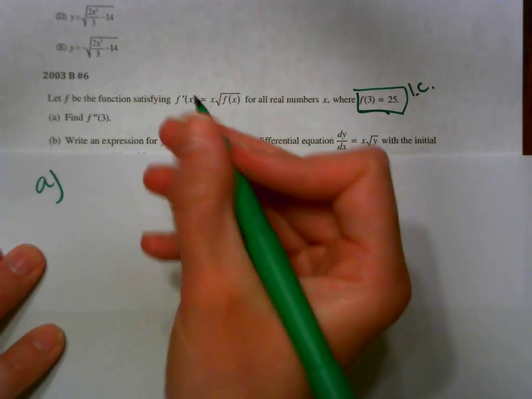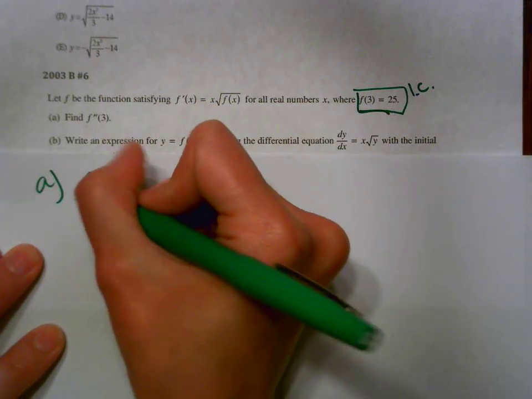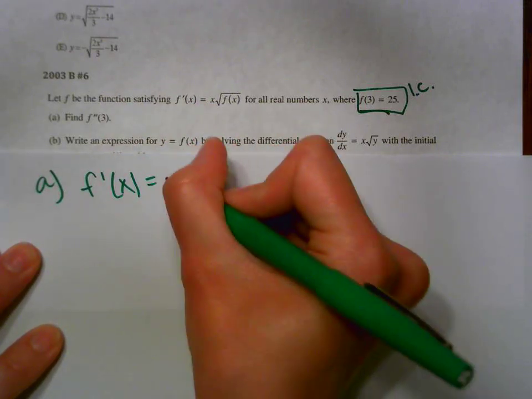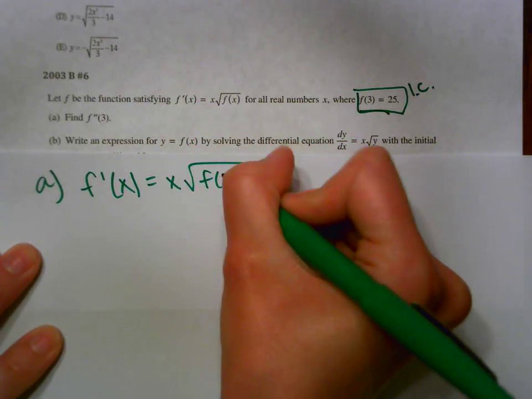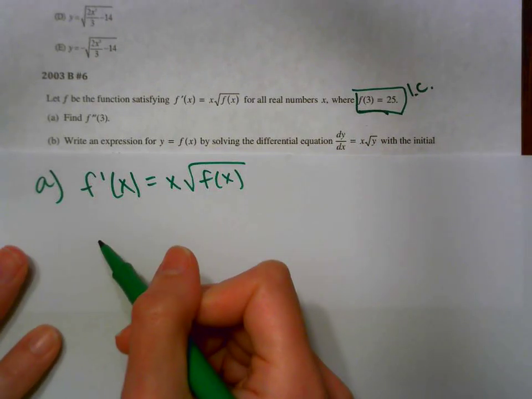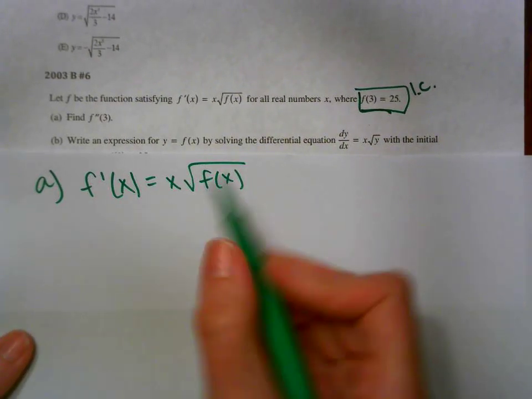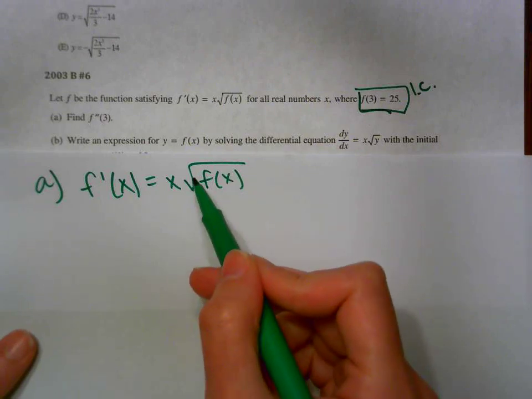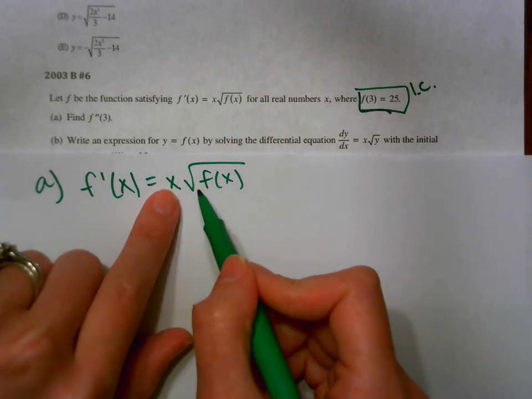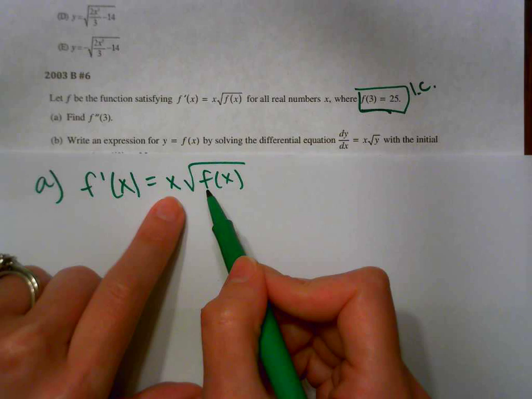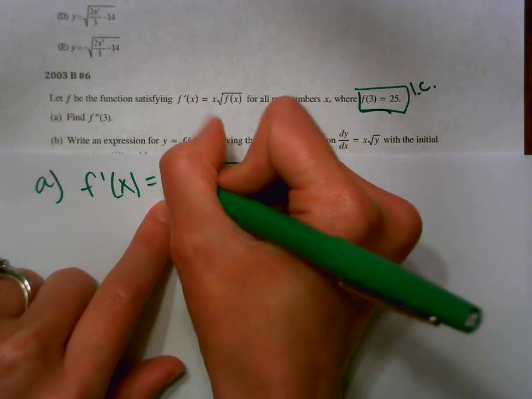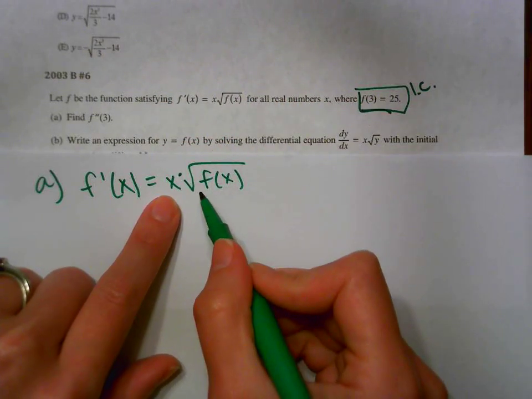If you notice, they give you f prime, and we are looking for f double prime, so we need to take the derivative, right? When we look at this, you see you're multiplying two functions, or two things in terms of x, together. That tells you that we should probably use product rule.